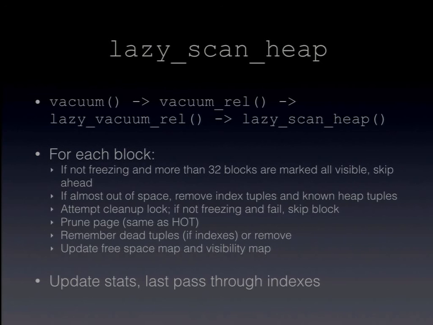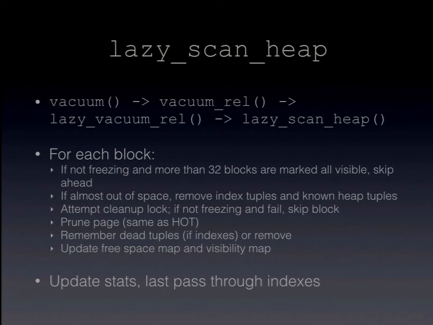Next thing, it attempts to get this cleanup lock. If it can't get the cleanup lock and it's not a freeze vacuum, it just says, okay, next block. That's something you have to be careful of, as I said earlier: there are certain activities that will prevent vacuuming of blocks within a relation. And honestly, I don't think anybody has any idea if that's a real problem or not, because as I mentioned, we don't currently track statistics on it.